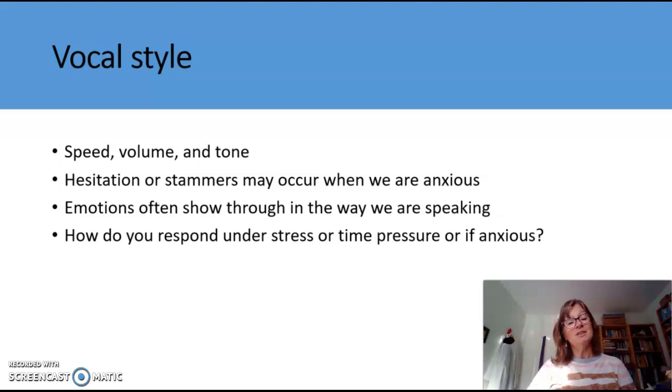For yourself, you need to be thinking about, well, how do I respond if I'm under stress? Or if I'm under time pressure, am I going to start speaking a lot quicker so I can get this over and done with? Or are you worried? So just become more aware of your vocal style as we go through the sessions.